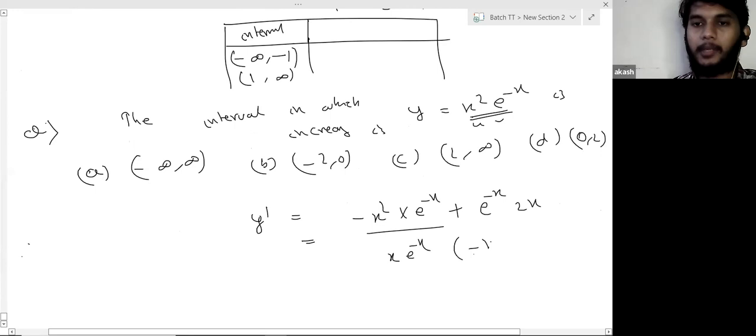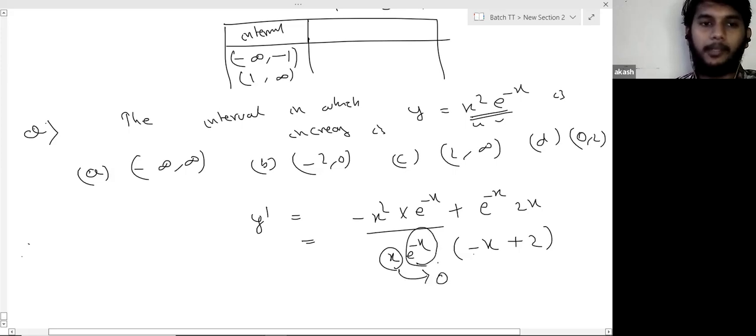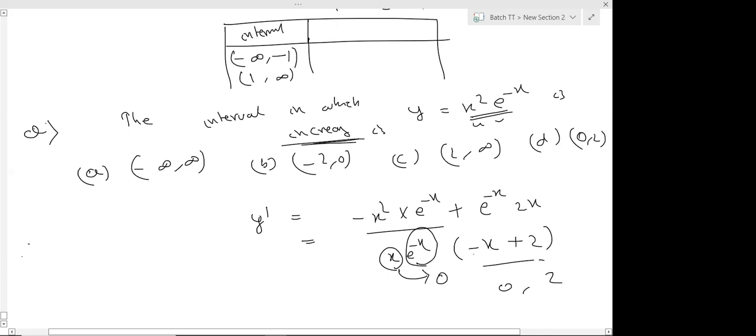So here you will have minus x and here you will have 2. So from this, you can get 0. This thing is never 0, right? Exponential functions never get 0. And this thing is 2. So two critical points, 0 and 2. So plot it down. See which intervals give you positive, because you have to find which interval is increasing. All right? All right, sir.